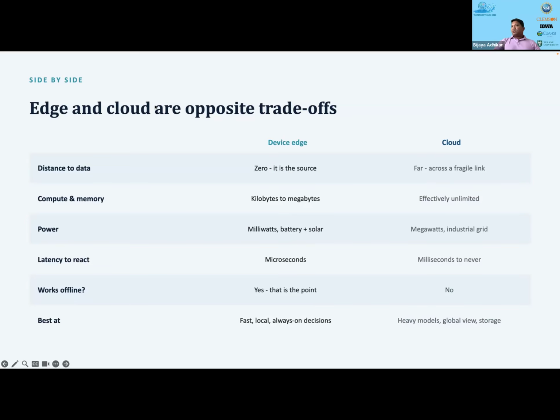Okay. So there are some trade-offs between cloud and edge, right? The distance to the data at the edge device is 0. For cloud, it's far, as we have established. Compute and memory: the edge device goes from kilobytes to megabytes. It's very small, right? For cloud, we can assume it's unlimited, especially when we are comparing with the edge. Power: again, milliwatts. It runs on a small battery and solar for the edge device, but it is powered by an industrial grid for cloud computing.